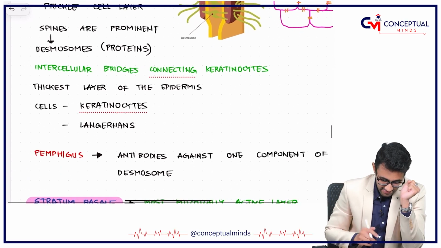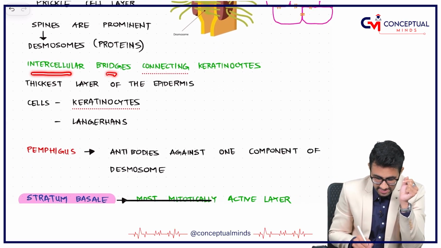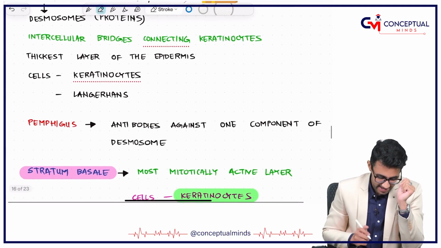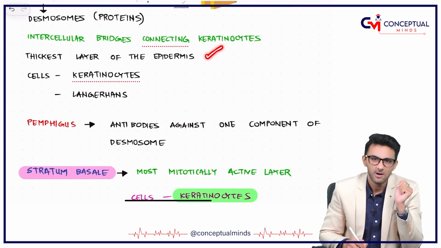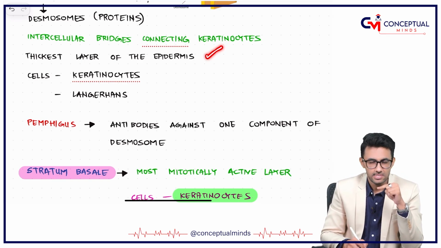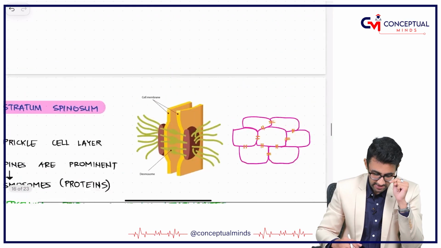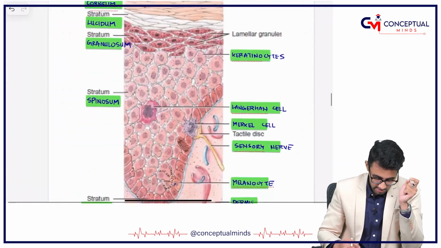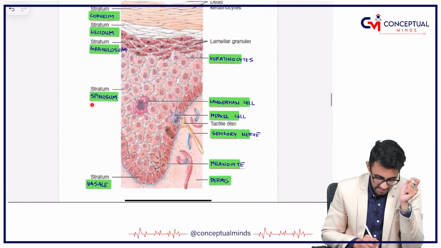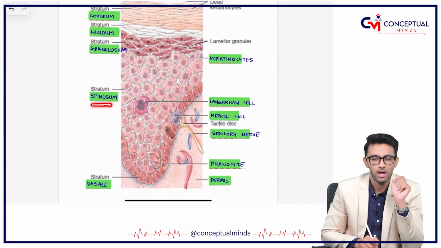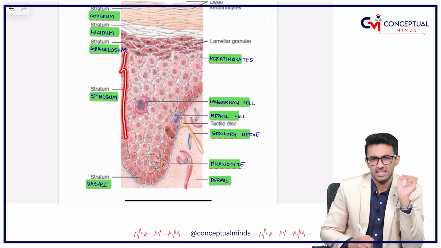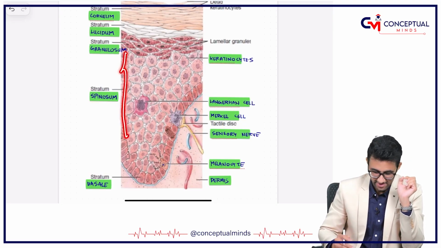The next point is intercellular bridges connecting the keratinocytes. That is what we discussed right now. And it is the thickest layer of the epidermis. Let us go back to the diagram and see for ourselves whether the stratum spinosum was the thickest layer or not. So this is the stratum spinosum. Big strong guys, strong was spinosum, fairly thick indeed.